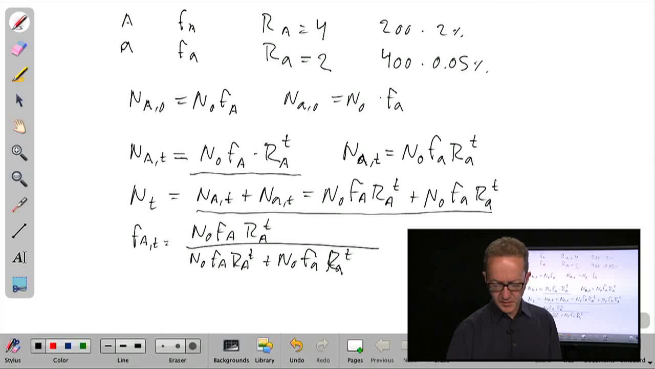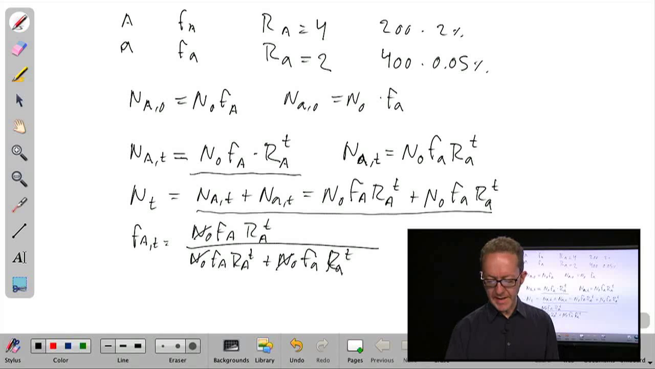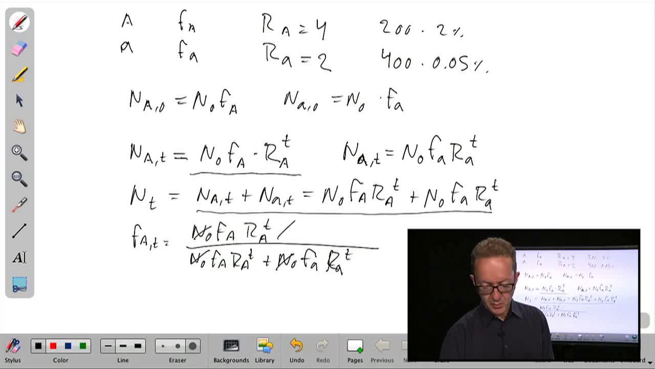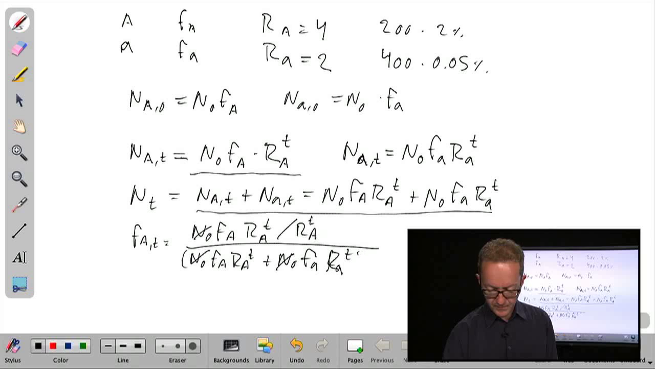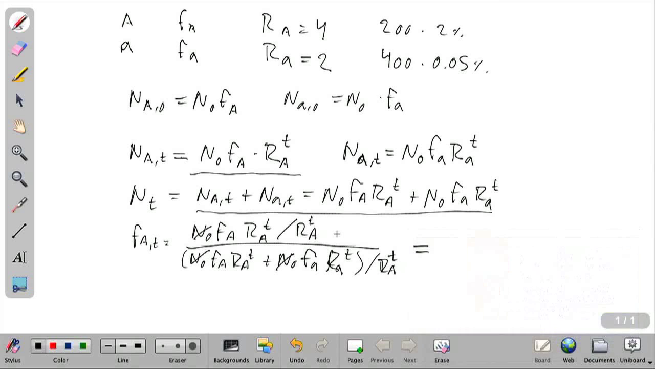Okay, so we can simplify this expression a bit by removing the n0, which is on all of these terms. We can further simplify it a bit by dividing both the numerator and the denominator by r uppercase A to the t. So we divide by r uppercase A to the t. Now, what will this give us? In the numerator, the r uppercase A to the t's will cancel out, leaving us with just f uppercase A.